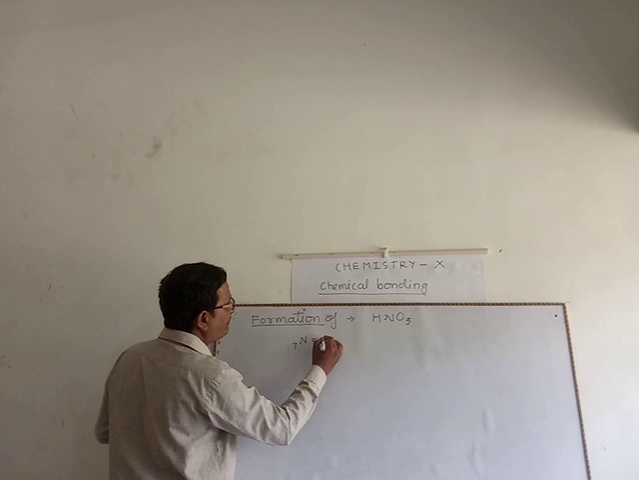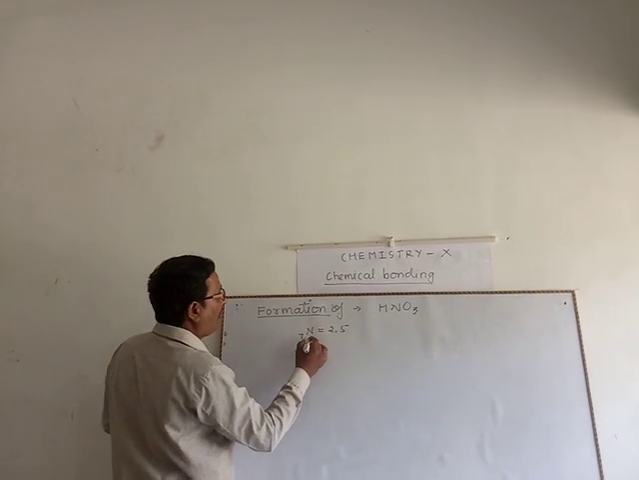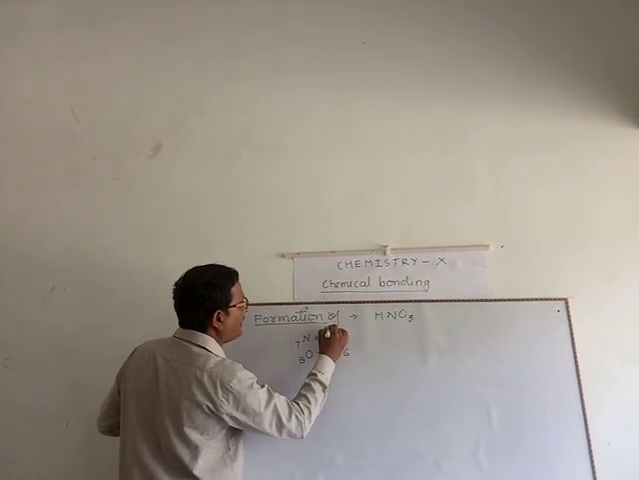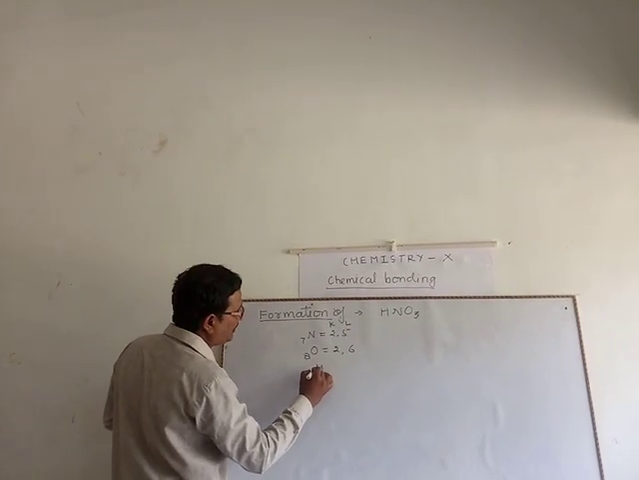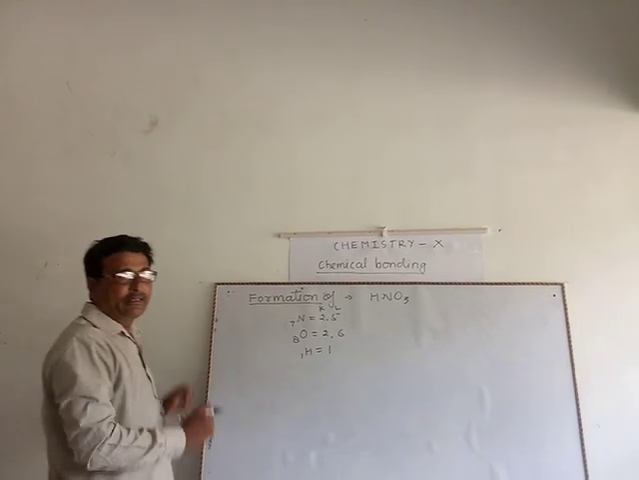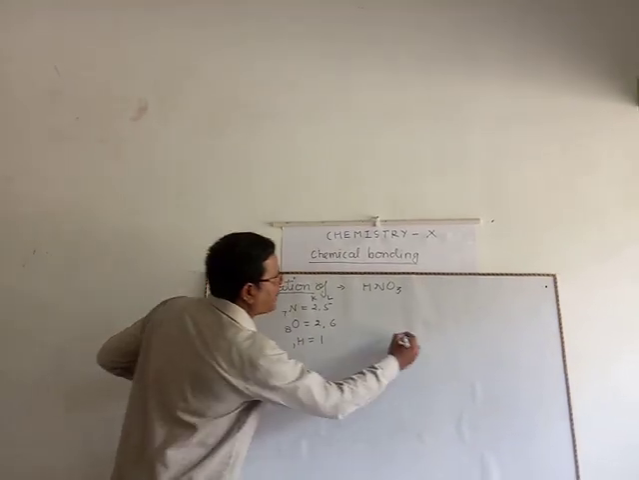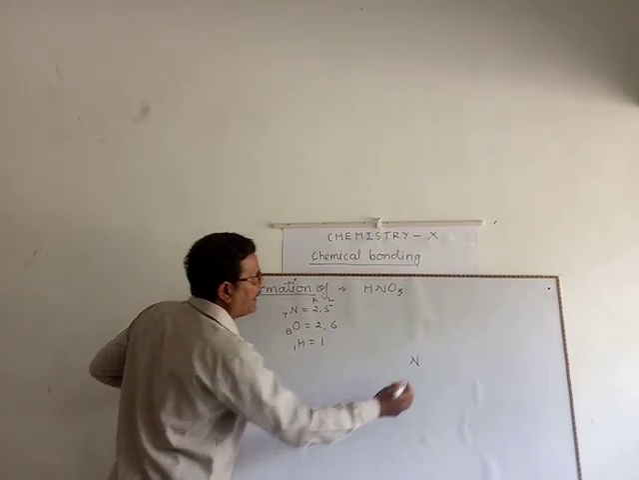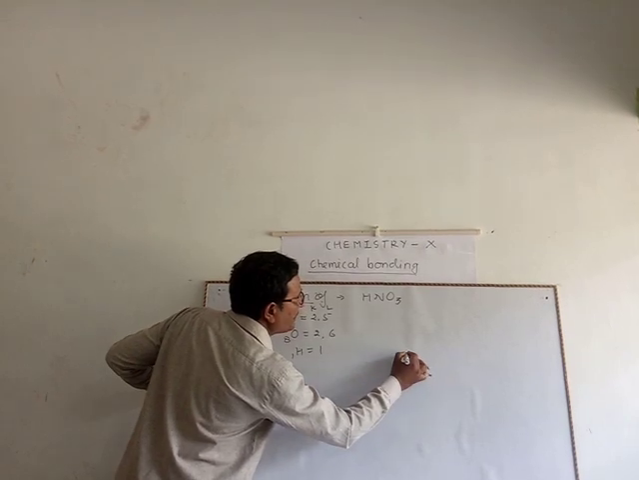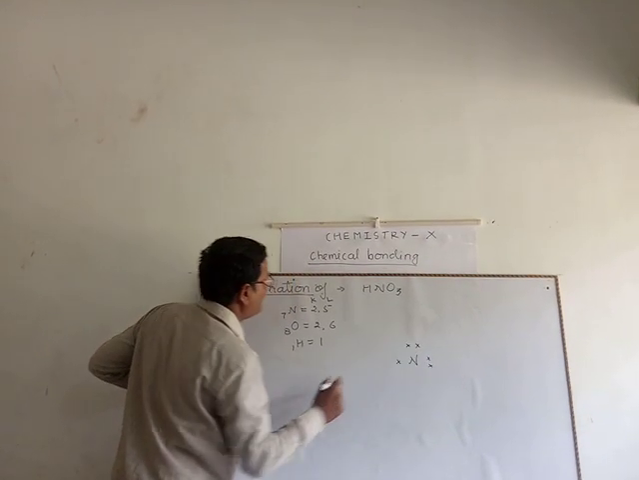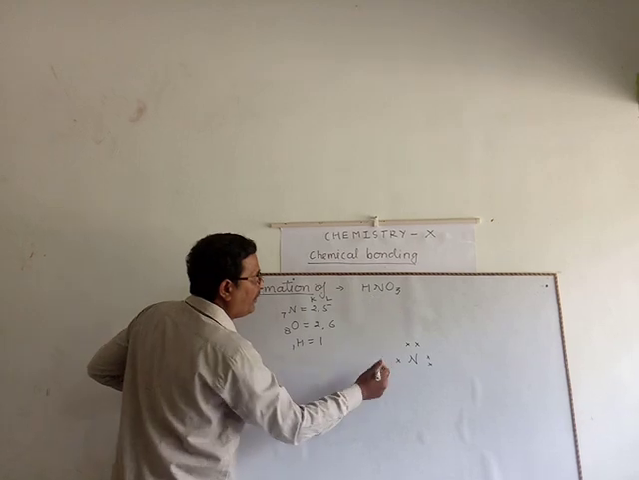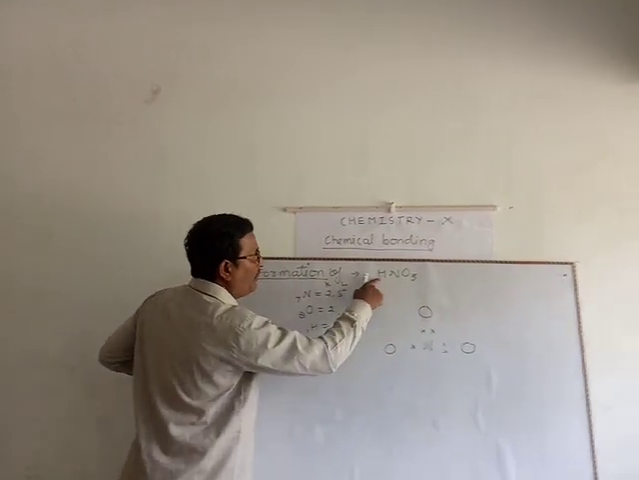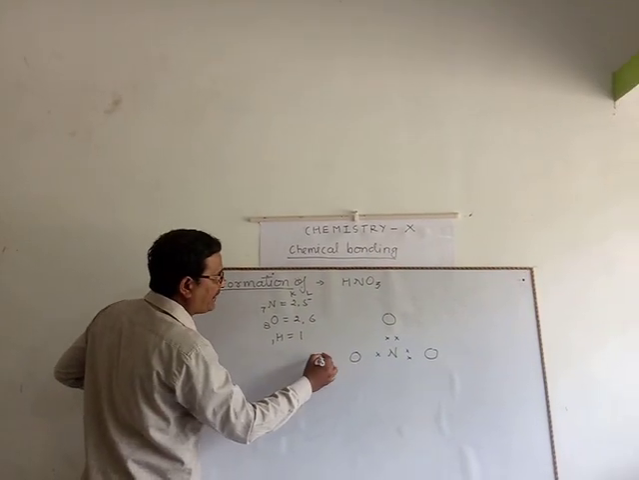Nitrogen is 2 and 5. Oxygen is 2 and 6, K shell, L shell. Hydrogen, you already know, has only one electron in the valence shell. Now nitrogen has 5 electrons in its valence shell. See, 1, 2, 3, 4, 5 electrons. Then 3 oxygen atoms, 1 oxygen atom, 2 and 3 oxygen atoms, and 1 hydrogen atom. I am writing this side.